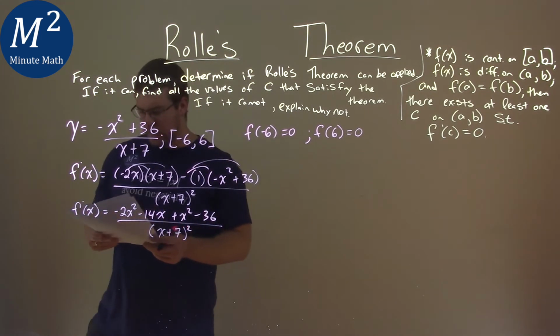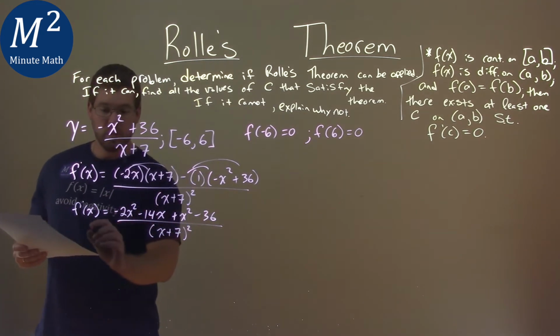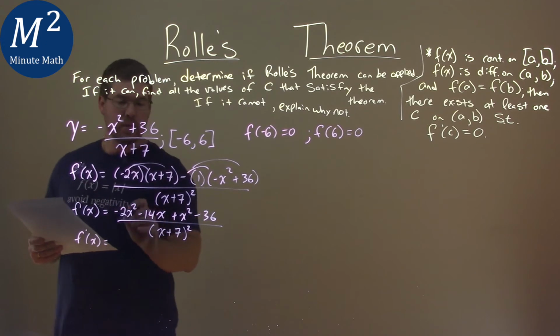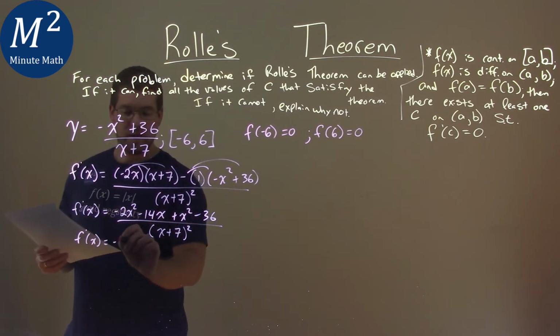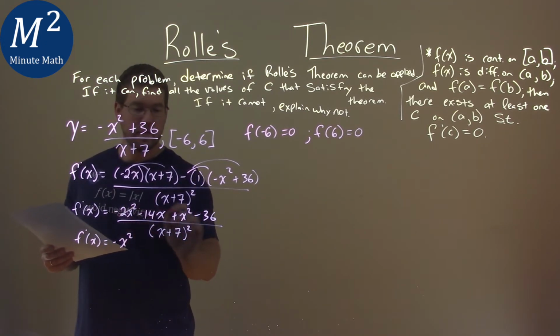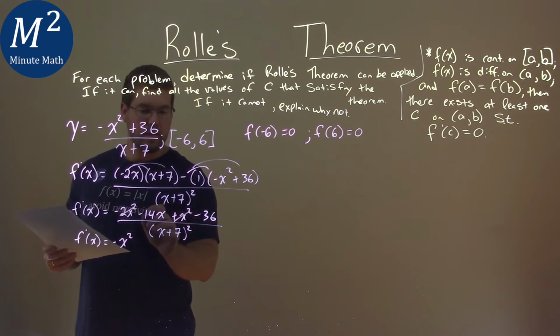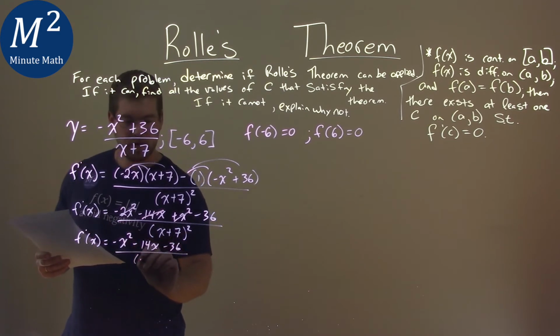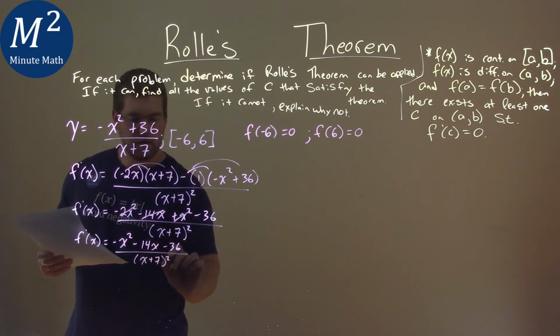Okay, so now let's simplify what we can in our numerator. Combine our like terms. F prime of x is equal to negative 2x squared plus x squared, which is negative x squared. No other x squared terms, so minus 14x here, and then minus 36, all over x plus 7 all squared.